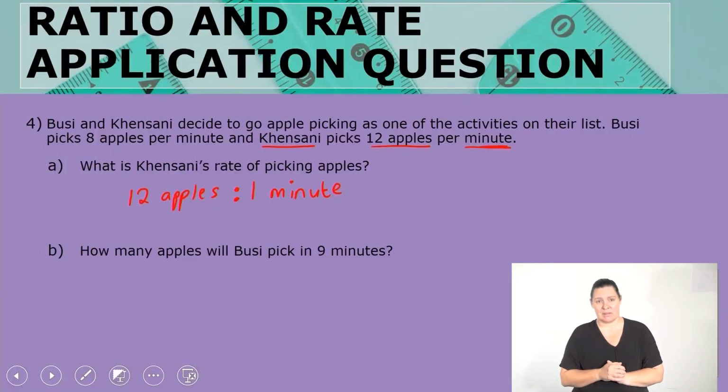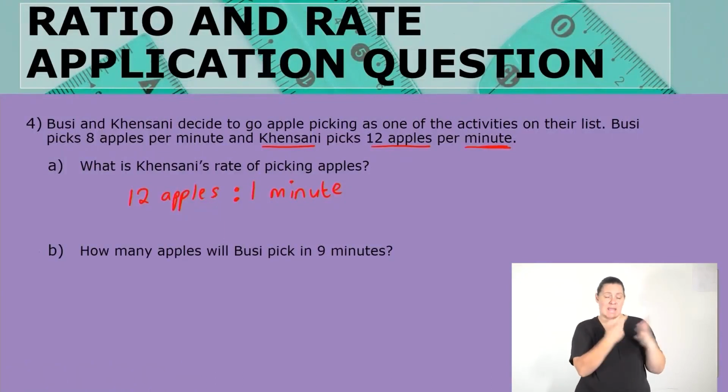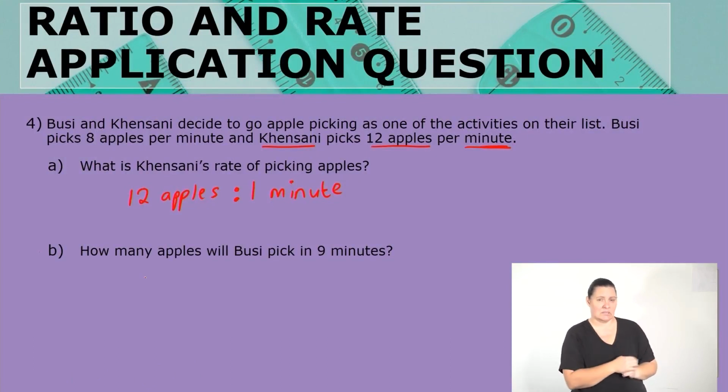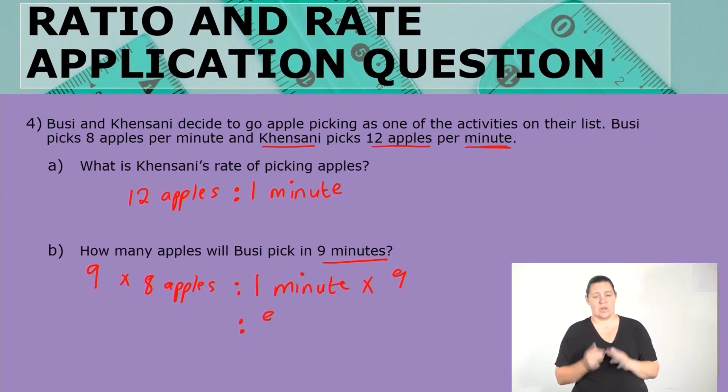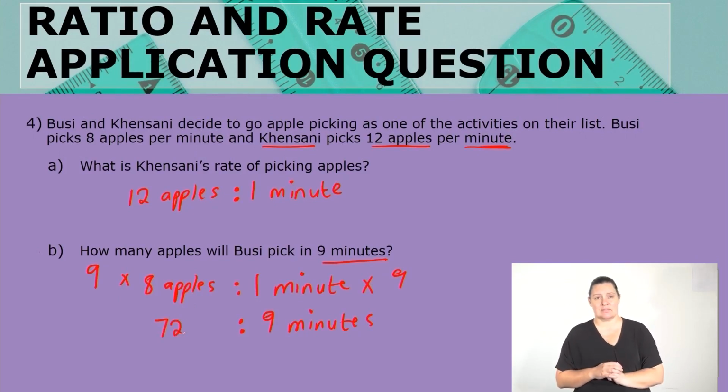So how many apples will Busi pick in 9 minutes? Let's look at Busi's rate first. Busi's rate was 8 apples in 1 minute. So now if we want to find out 9 minutes, we are going to multiply by 9 for the minutes. And what we do on one side, we have to do on the other side. We are going to multiply by 9 on that side as well. So what is 9 times 8? Yes, you are correct. It is 72 apples. So this means that in 9 minutes, Busi will pick 72 apples.